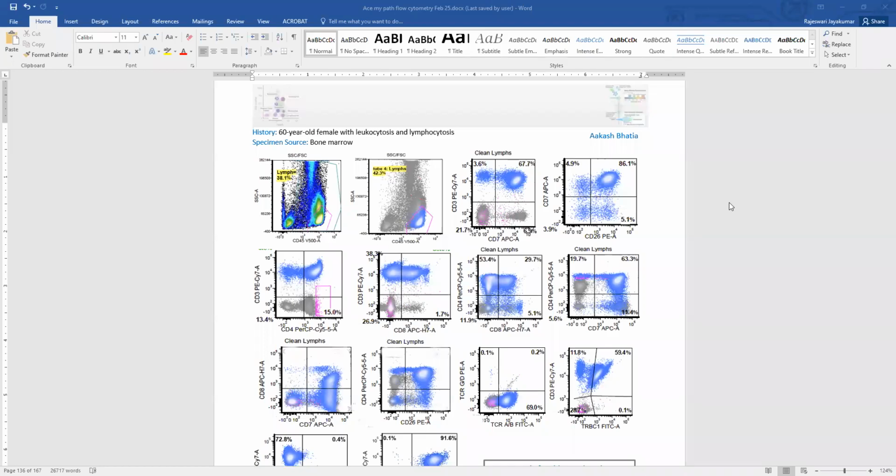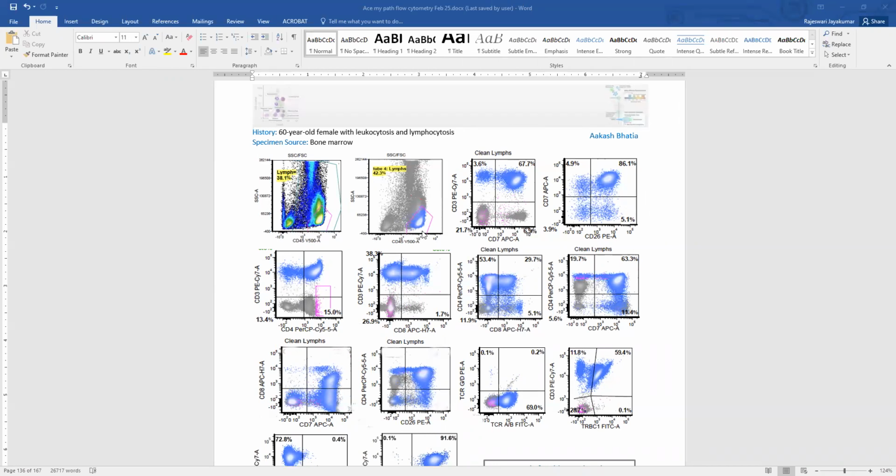Everyone. We are now going to go over the bone marrow flow cytometry from a 60-year-old female with leukocytosis and lymphocytosis. So let's start with CD45 versus side scatter. In this plot, we have 38% lymphocytes. So the patient has lymphocytosis and leukocytosis. So our population of interest is lymphocytes, and we are going to just follow through those cells here.